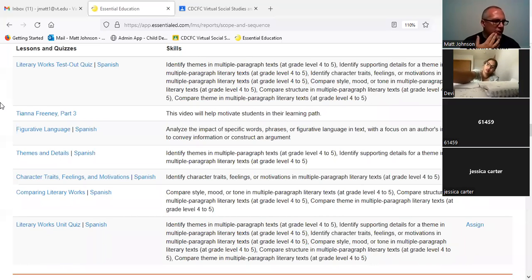So jumping back into RLA reading, we did some RLA language arts yesterday, some grammar mechanics. So today, back to reading comprehension and reasoning. So still working with fictional works, literary works.